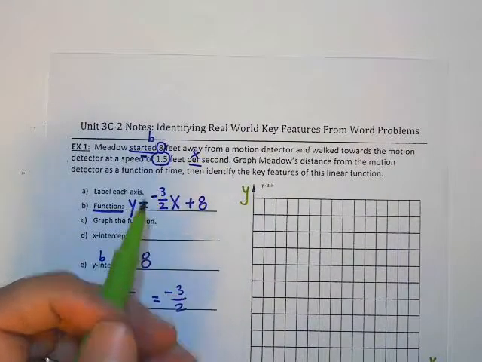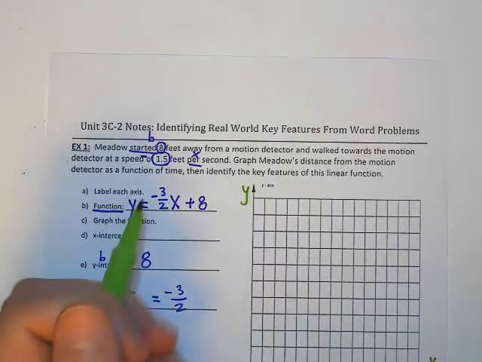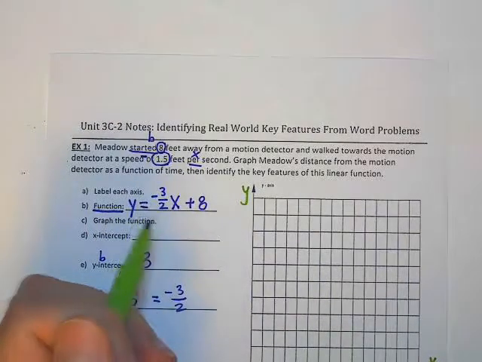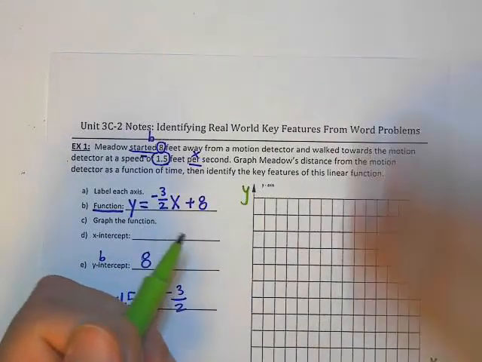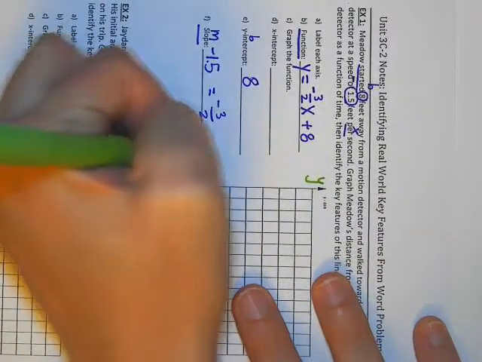My y-axis. What's my y value talking about? Feet what? From? So feet away from the motion detector. So my y-axis is going to be talking about feet.